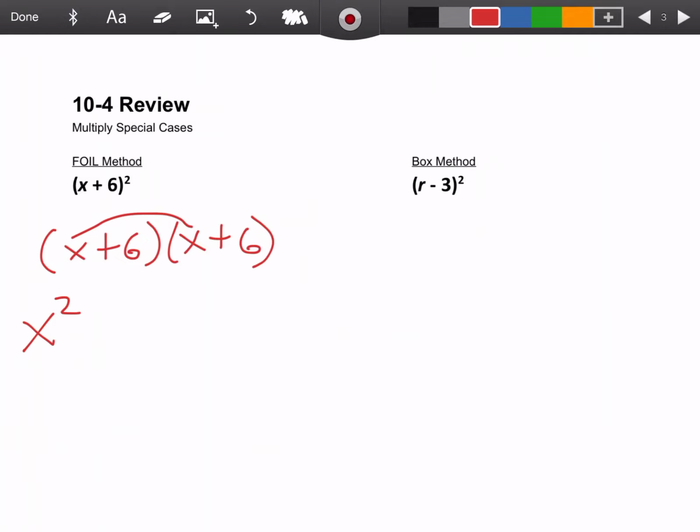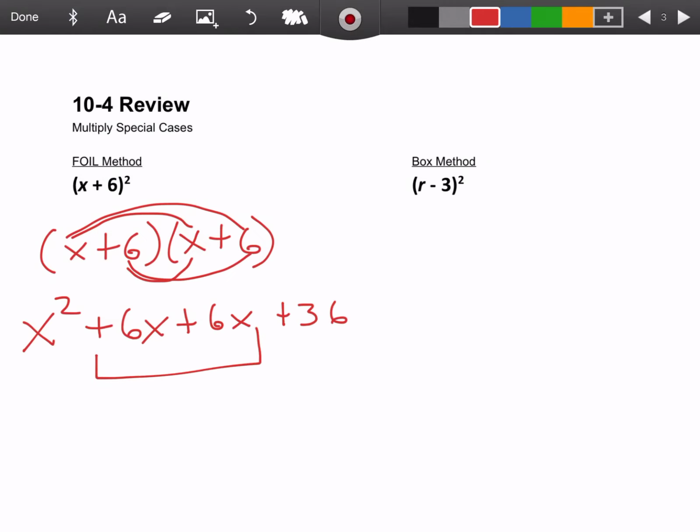Okay, moving on to the 10-4 review, and 10-4 is a lot like 10-3. It's just knowing how to start. So this x plus 6 squared, we're going to use the FOIL method, but before we do that, we're going to write it out. So we just have x plus 6 times x plus 6. So that squared just means that we're writing the same thing twice.